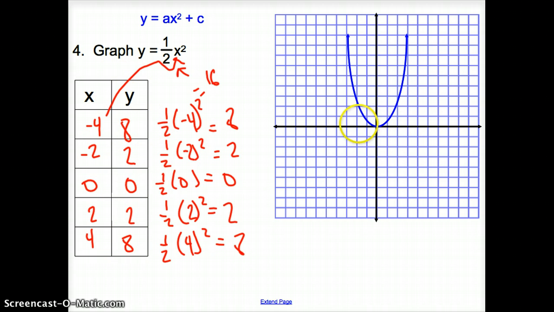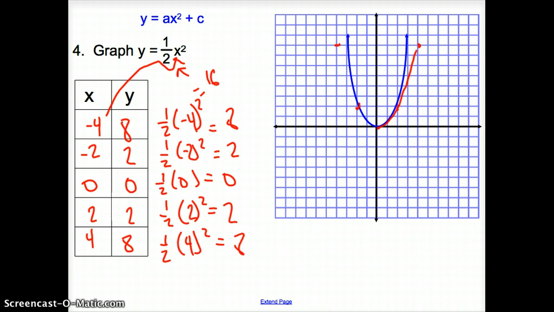So negative 4, 8. So go over negative 4, up 1, 2, 3, 4, 5, 6, 7, 8. Plot your point. Then negative 2 over, 2 up 2. Then we go 0, 0. Then we have 2, up 2. Then we have positive 4, up 8. Again, we should have a U shape.